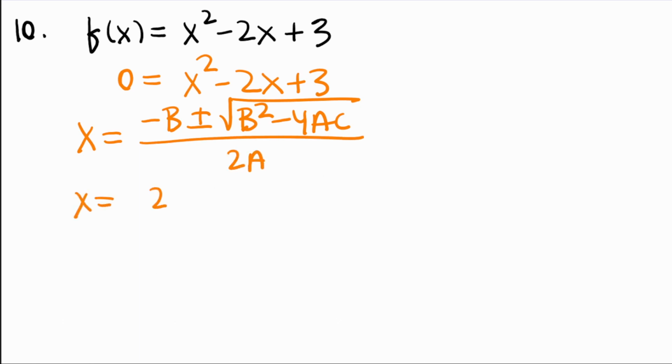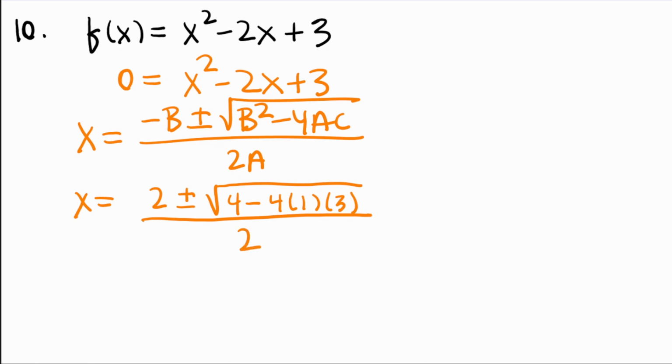Okay, so when I plug that in, I get 2 plus or minus the square root of negative 2 squared, which is positive 4, minus 4 times 1 times 3, and that's definitely going to be the square root of a negative number, so I know that there's going to be no real solution. And I guess I would say that since there was no real solution to that equation, there are no zeros.